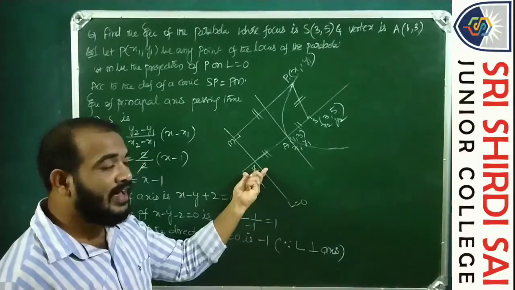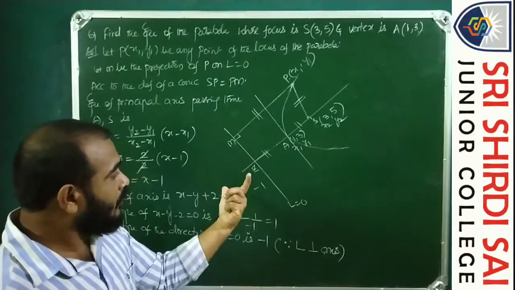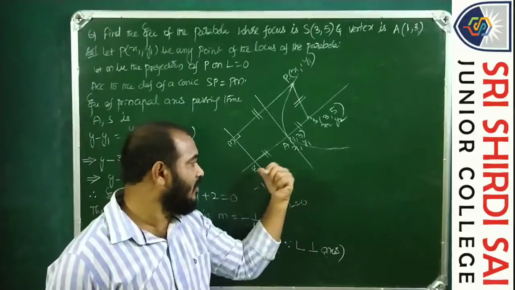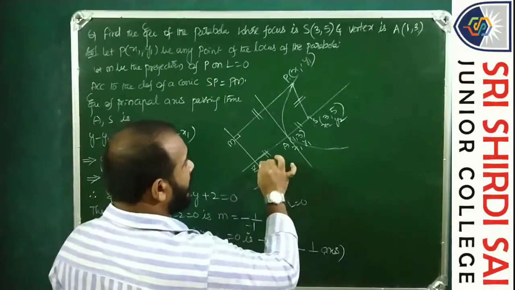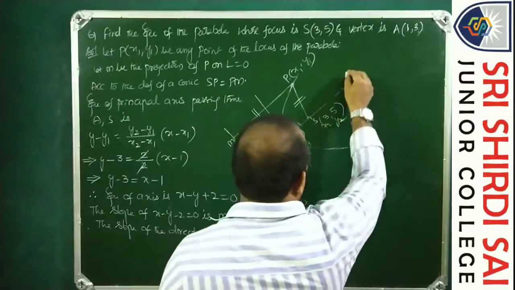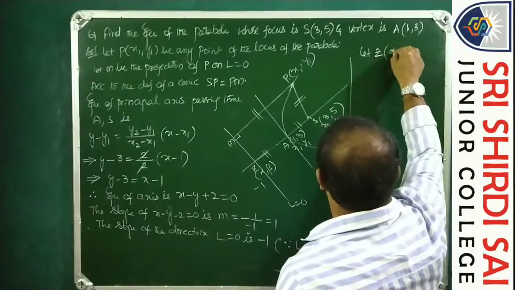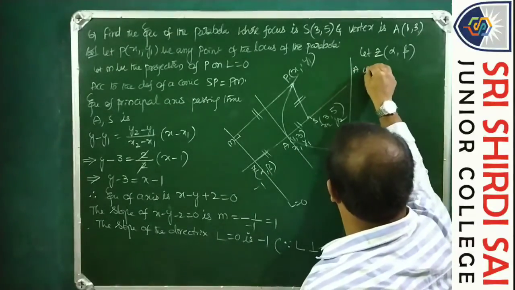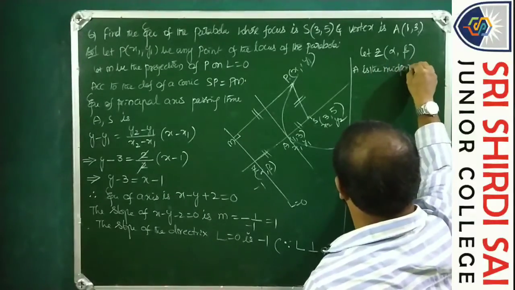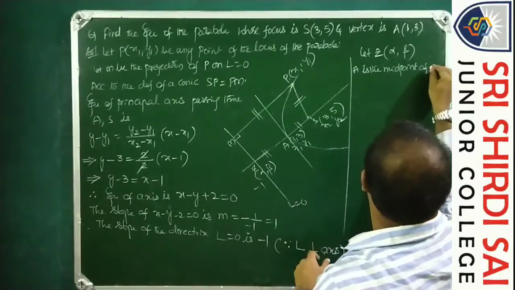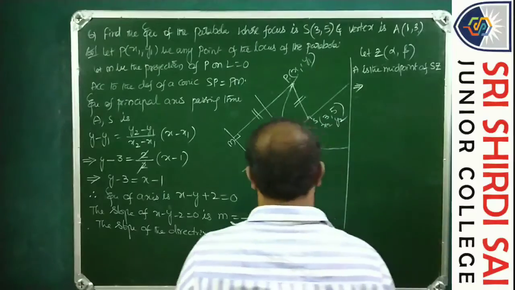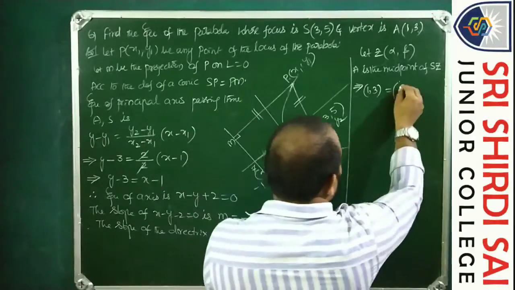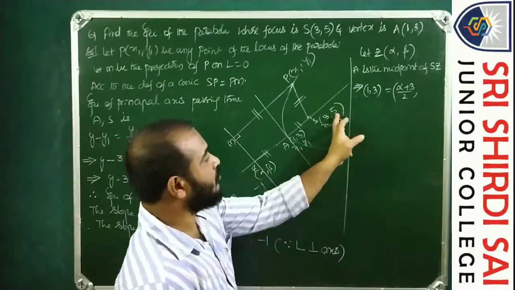So let us try to find out the value of Z. We all know that Z, A, S are collinear points and A bisects ZS. That means A is the midpoint of ZS. Let Z be alpha comma beta. That means A is the midpoint of SZ. That means (1, 3) equals ((alpha plus 3) by 2, (beta plus 5) by 2).